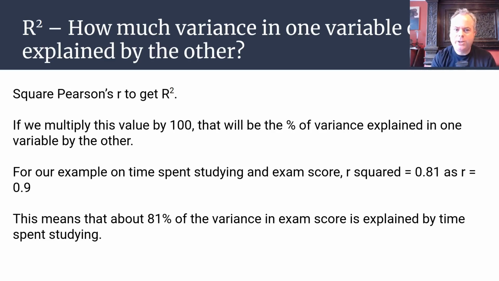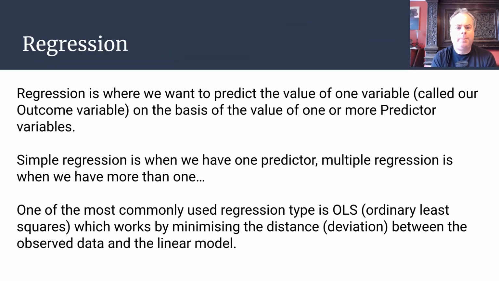As I mentioned earlier, we were talking about how much variance or variability in one variable we can explain by the other. So we can square Pearson's R to get R squared. If we multiply that value by 100, that will be the percentage of variance explained in one variable by the other. As I said, for the earlier example on time spent studying and exam score, we got an R squared value of 0.81 because our Pearson's R was 0.9, meaning that about 81% of the variance in exam score is explained by time spent studying.